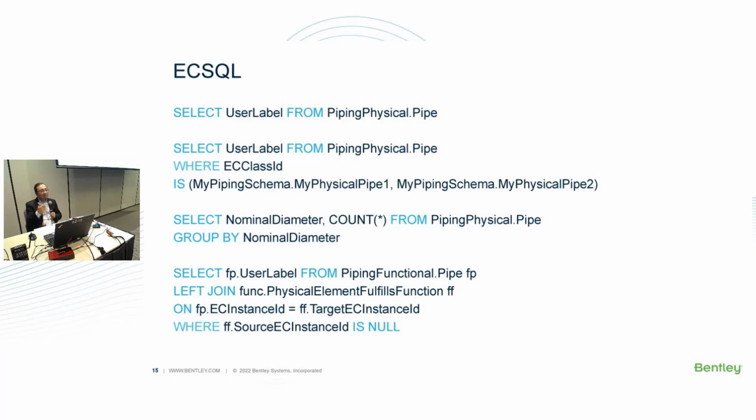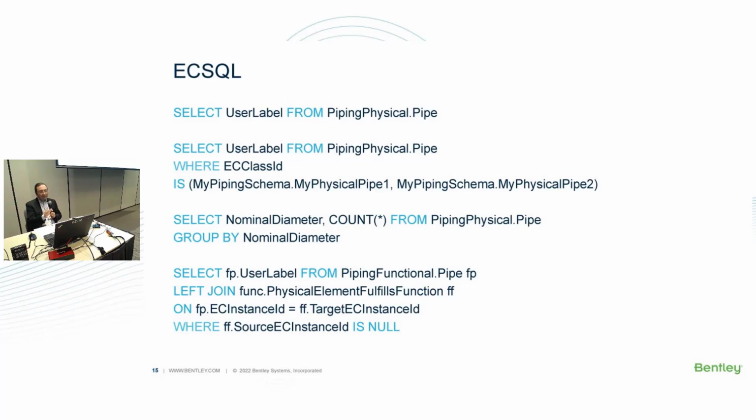The third example is using a group by in order to reduce the number of instances or elements, in this case pipes. If you see the from clause, and group by nominal diameter, that's a property.